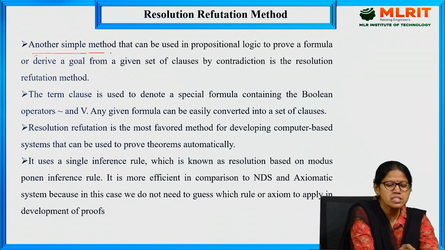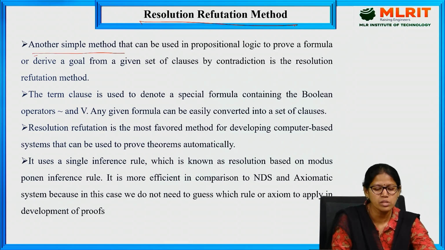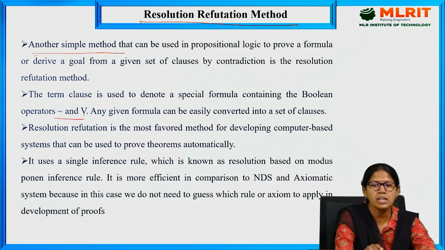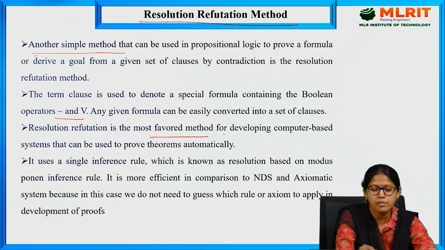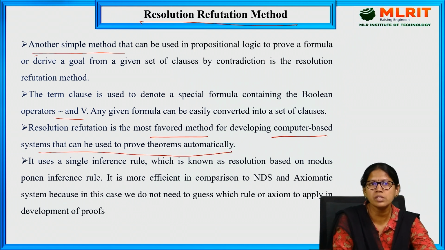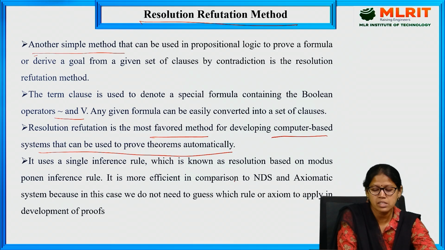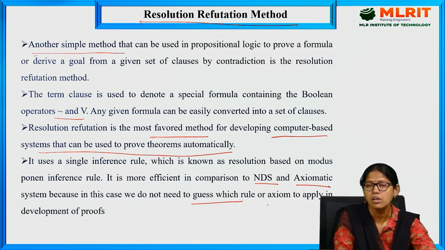Let's see another simple method, that is the resolution refutation method. In this resolution refutation method, we'll use only negation and disjunction connectives. Resolution refutation is the most favored method for developing computer-based systems that can be used to prove theorems automatically. In the previous methods, we have already seen the natural deduction system and axiomatic systems, which are used to guess which rule we need to apply, which axiom we need to apply.